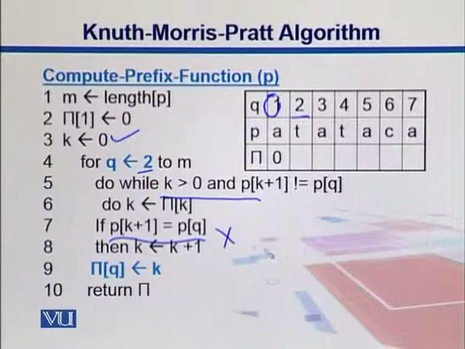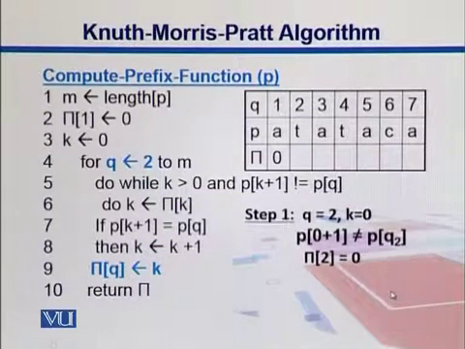And here we put the value of k into pi of q. Right now pi of 2 is equal to 0, so at that position we put a 0. So after this first step, we have q equal to 2, k equal to 0, and P of 0 plus 1, which is P at position 1, that was A, is not equal to P of q at 2, which is T. So in that case, we substitute a 0 over there.